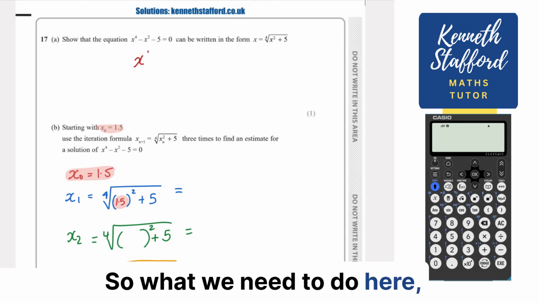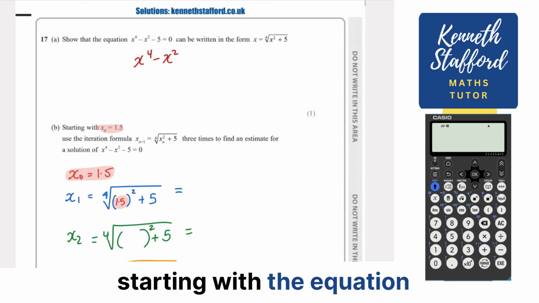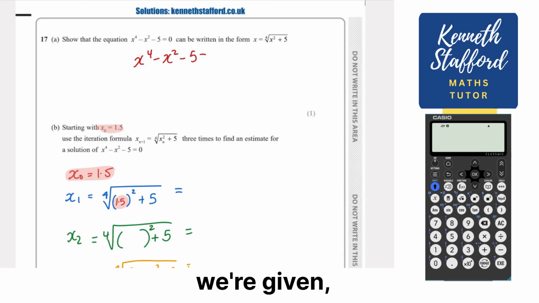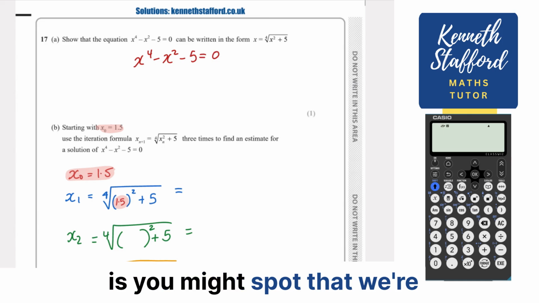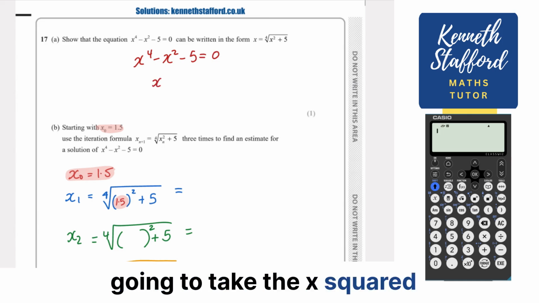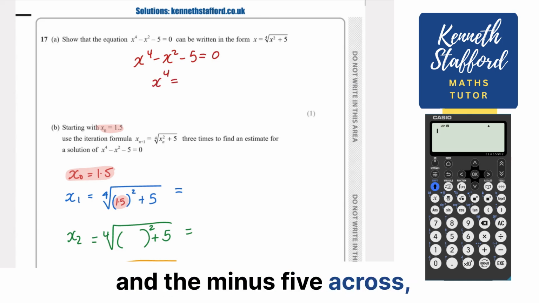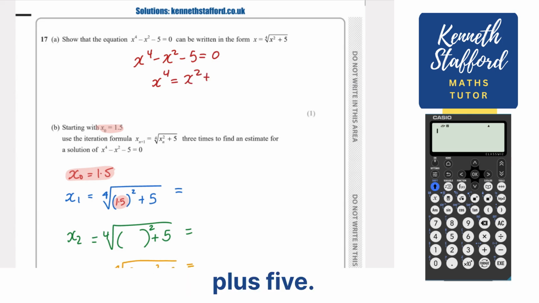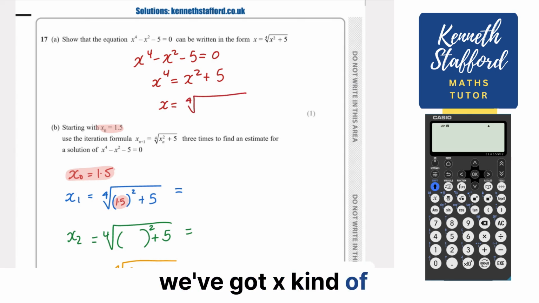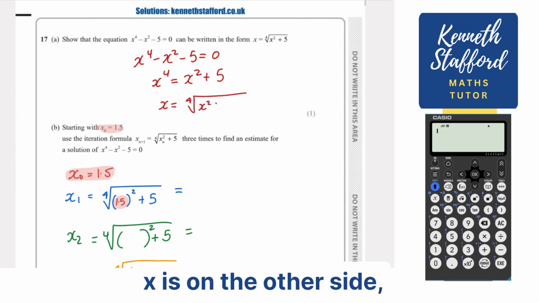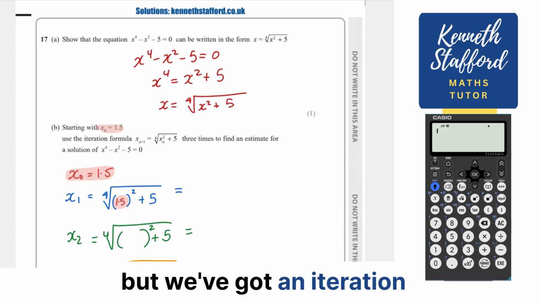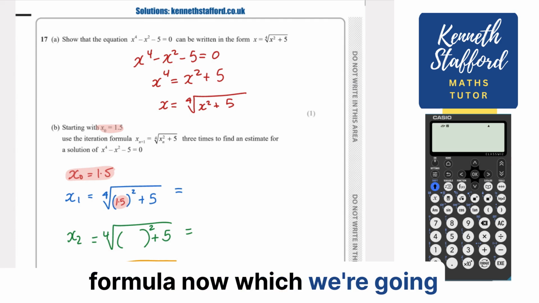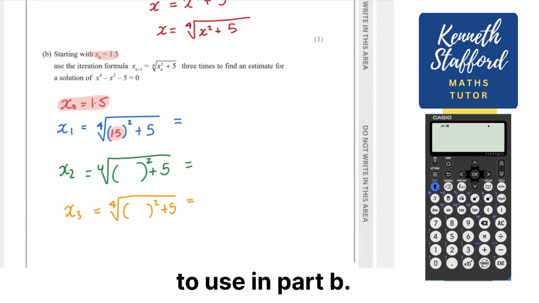So what we need to do here, starting with the equation we're given, is you might spot that we're going to take the x squared and the minus 5 across. So they become x squared plus 5. And then if we fourth root everything, we've got x kind of as the subject. X is on the other side, so it's not technically the subject, but we've got an iteration formula now, which we're going to use in part B.